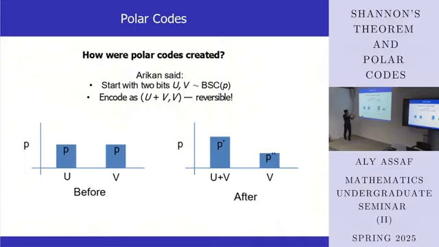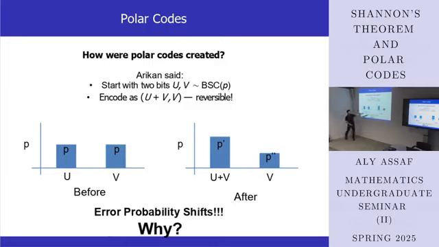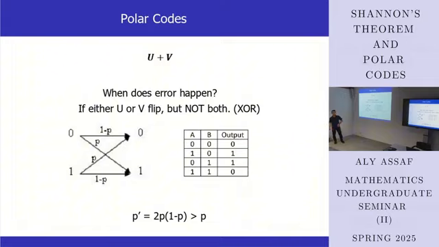So we can see that what he found was very, very cool, that the entropy actually shifts. What I mean is the probability, sorry. So the probability of U plus V having an error increases while V decreases. And when does this error happen? Okay, specific scenario, specifically U plus V. We'll think about just this.